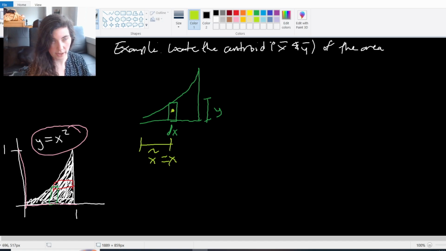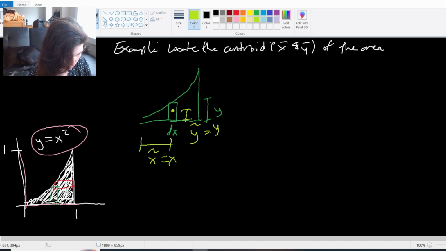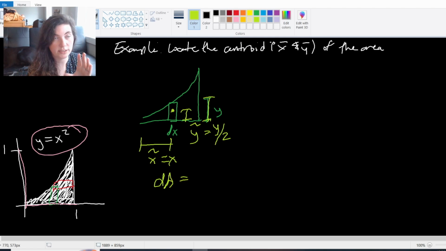But what is my y, right? My y center is also not that bad. My y tilde, this height here, is going to be y over 2. It hits halfway through this y portion. Okay, that looks good so far. My dA term is going to be that rectangular area, so y times dx. And then, of course, I'm integrating over 0 to 1.